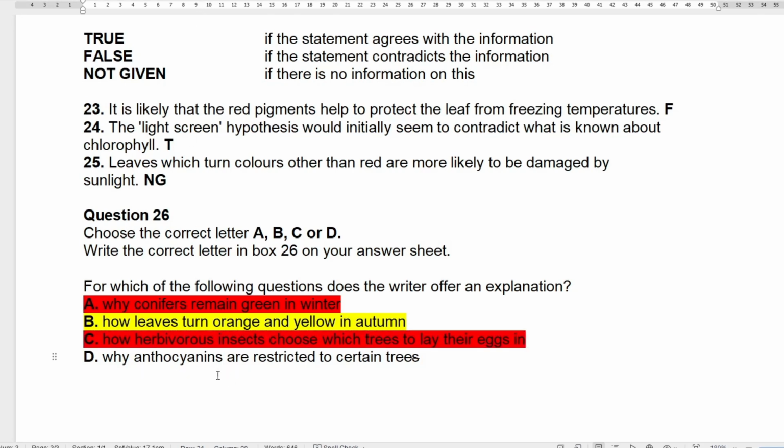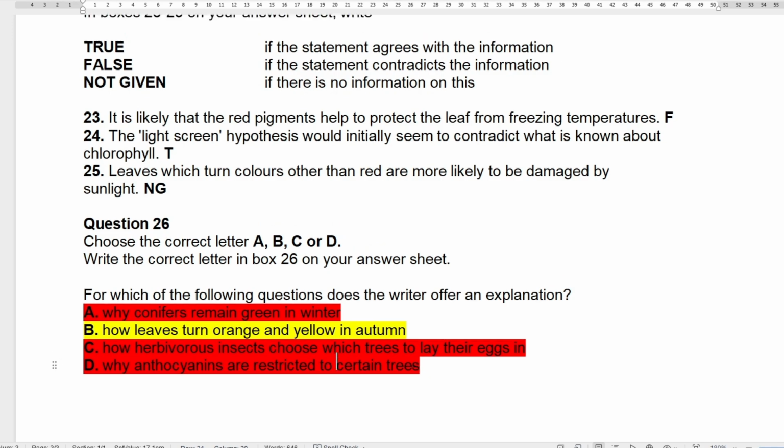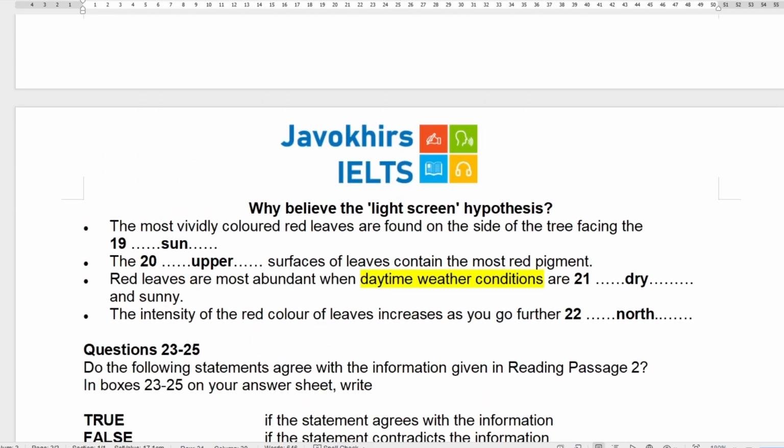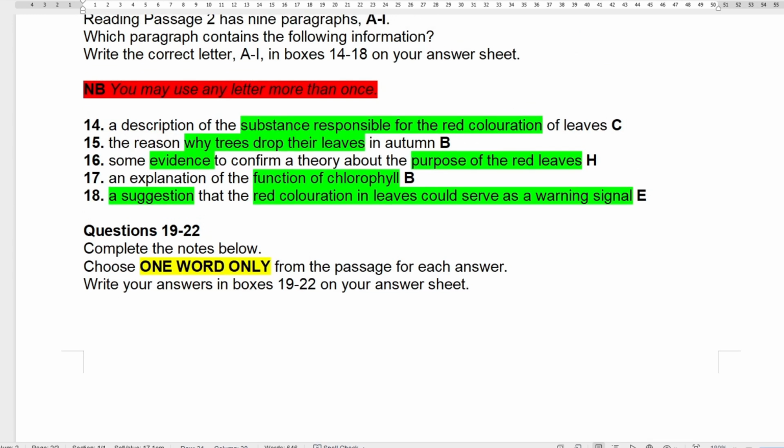Why anthocyanins are restricted to certain trees? And I'm 100% sure that this option was not given as well. So I'm gonna remain with option B. So there you go, guys. We basically finished passage number 2 as well. It was as fast as possible and the easiest of them all.